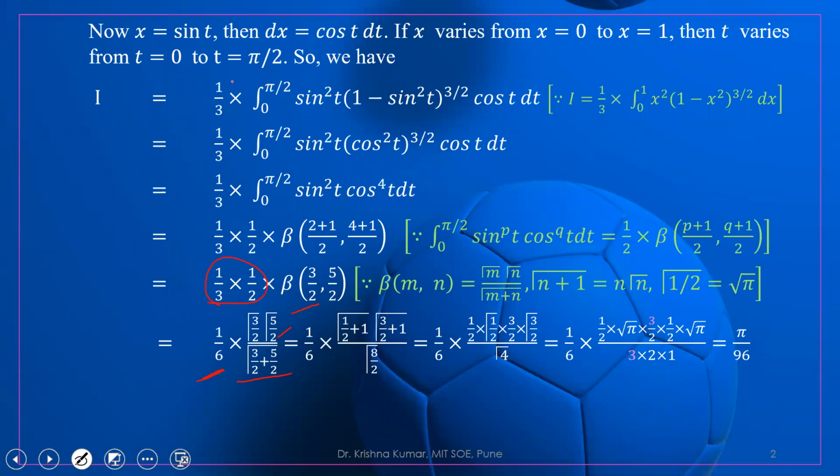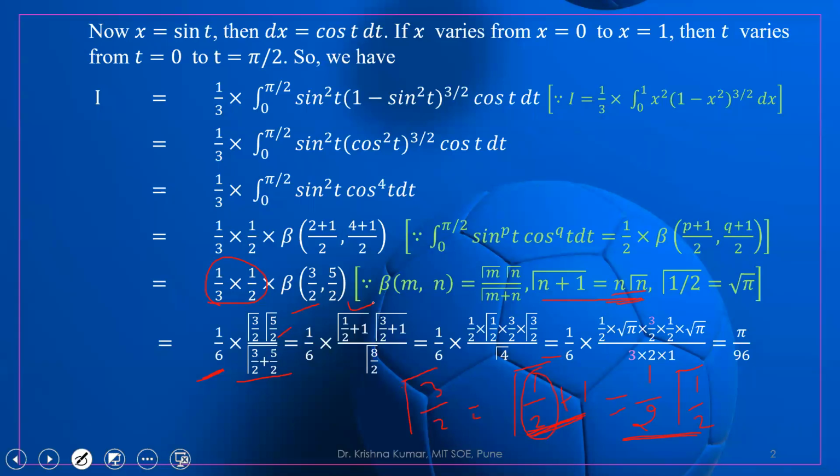Okay. Again, can we write 3 by 2 as 1 by 2 plus 1? Because if you simplify it, what will it become? 1 plus 2 by 2 means 3 by 2. So we can write it by using this formula. What is gamma n plus 1? It is n gamma n. So what is the value of n over here? n is 1 by 2. So it is 1 by 2 gamma 1 by 2.